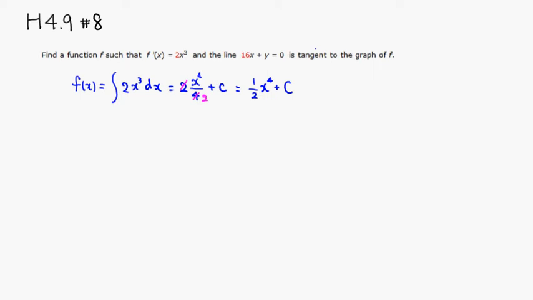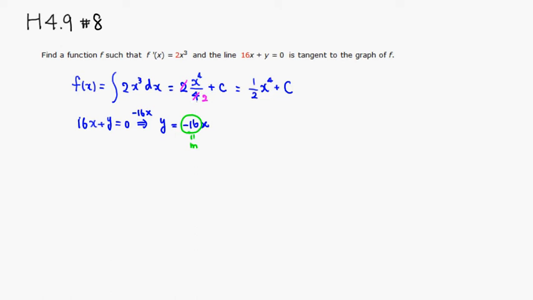Now we need to find the constant c. And it also says that the line 16x plus y equals 0 is tangent to the graph of f. So let's look at the slope here. We have 16x plus y equals 0, so we can simply subtract 16x from both sides. So you get y equals negative 16x.